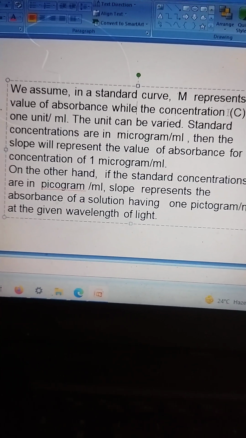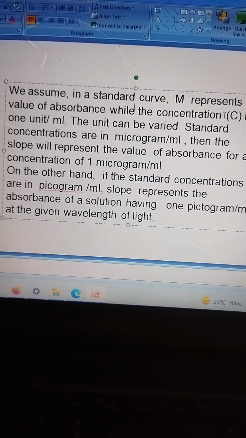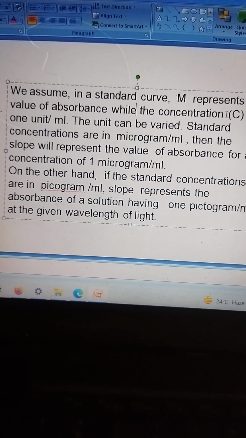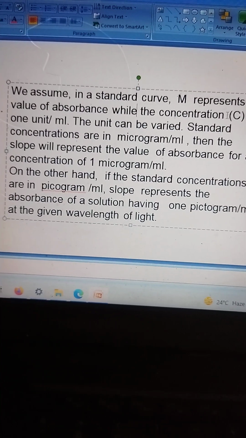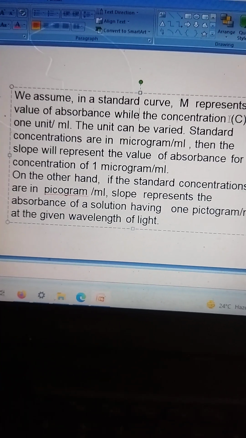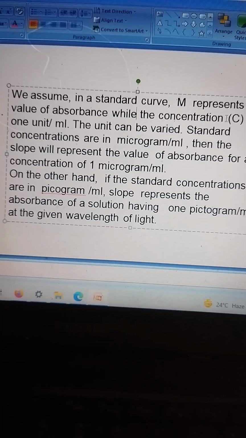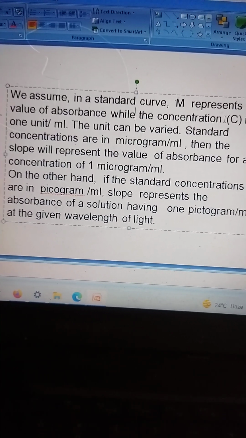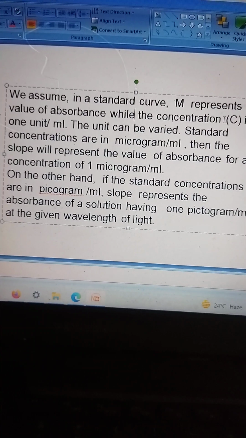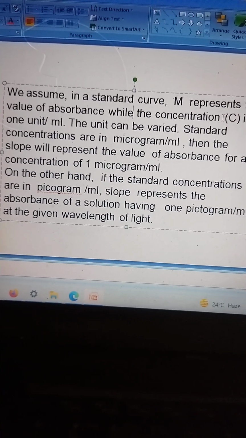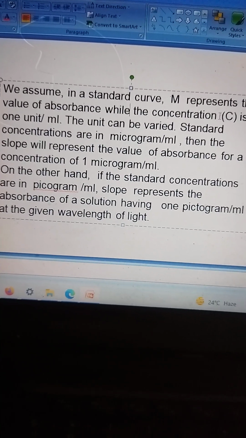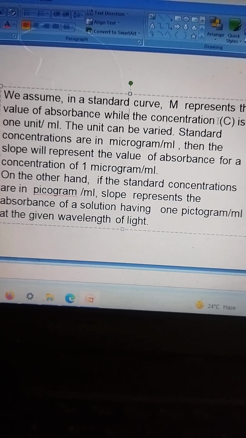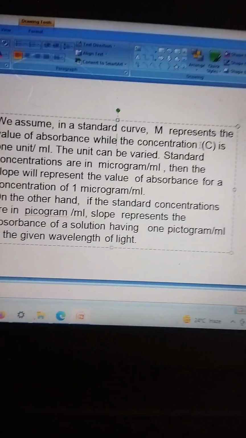Now, the unit is not always microgram per ml. It can be different. It can be milligram per ml. It can be nanogram per ml also. So that is not important. If the unit of concentration is microgram per ml, the slope will give the absorbance of 1 microgram per ml of that substance. I repeat, slope is the absorbance of 1 unit per ml. The unit is specified in the concentration axis of the standard curve.